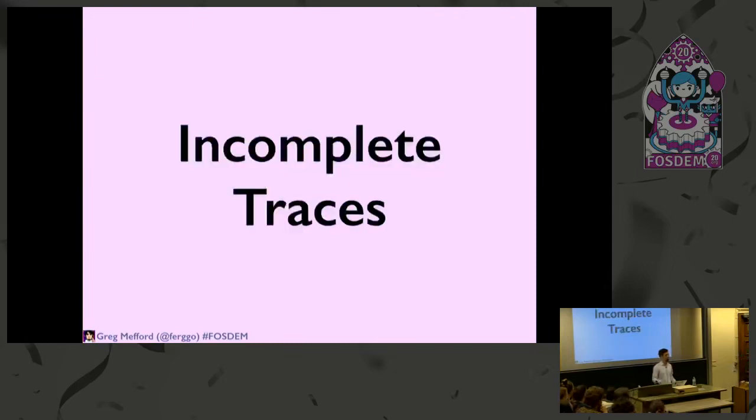Incomplete traces happen when you don't have tracing implemented on one of your services, and that means any downstream calls don't get attached to the upstream calls. So the distributed part of distributed tracing doesn't happen, and then it's not as useful.